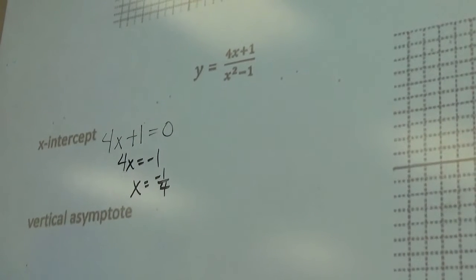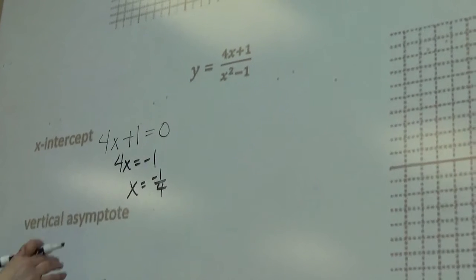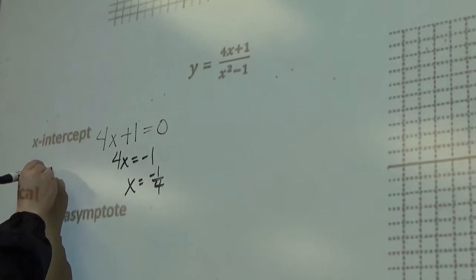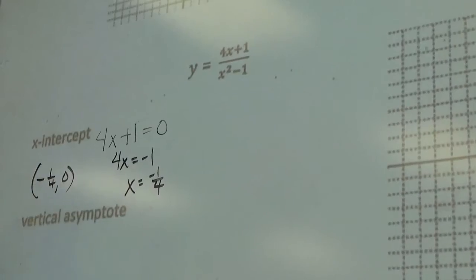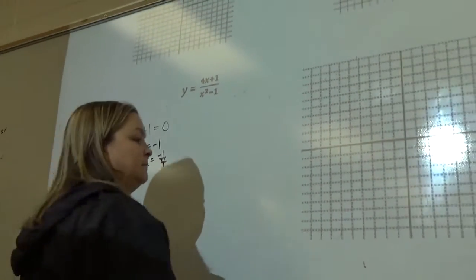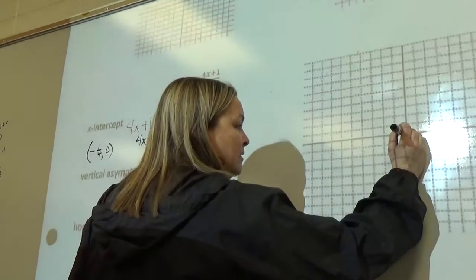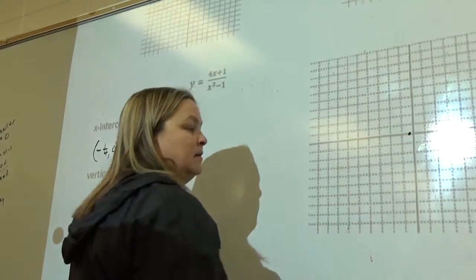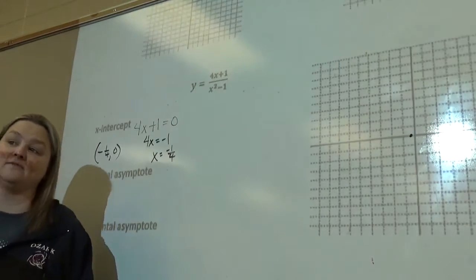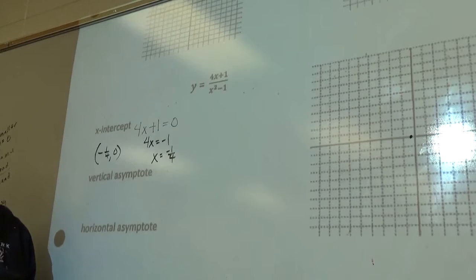So my x-intercept is negative 1/4. So it's going to cross the axis at negative 1/4, 0. So I'm going to go ahead and put a point there. Part of my graph is going to cross at that point.